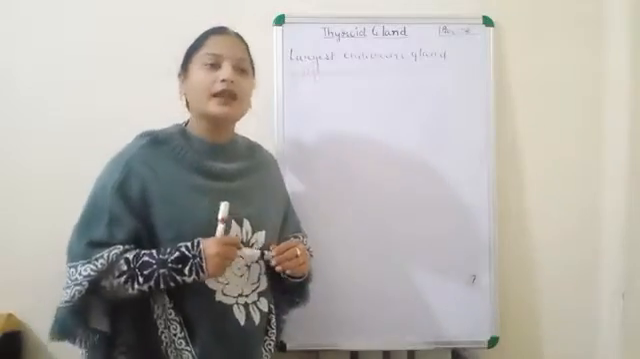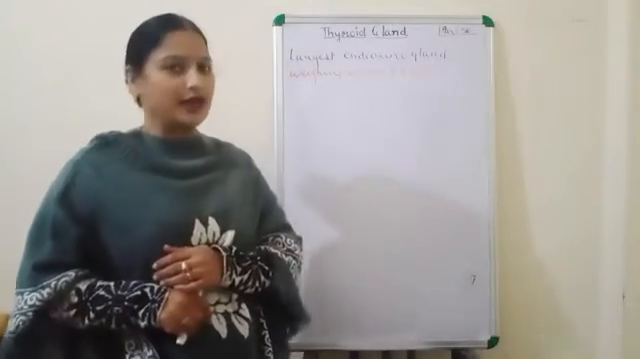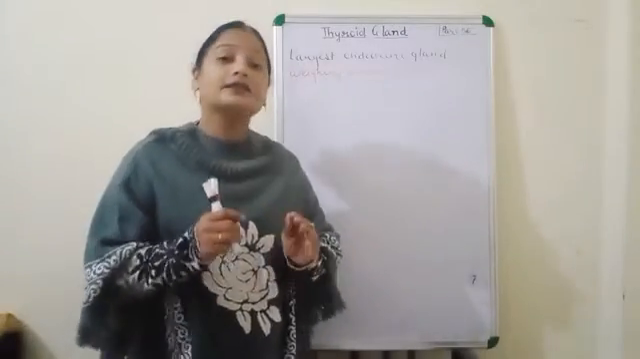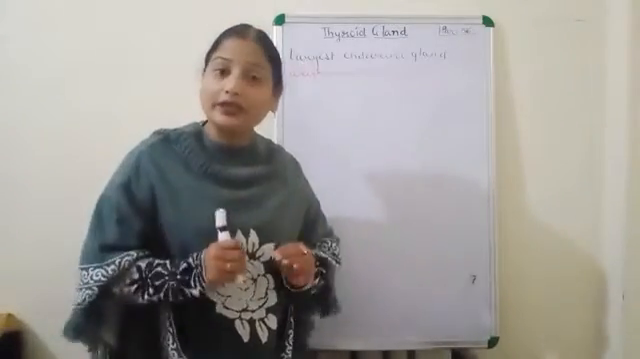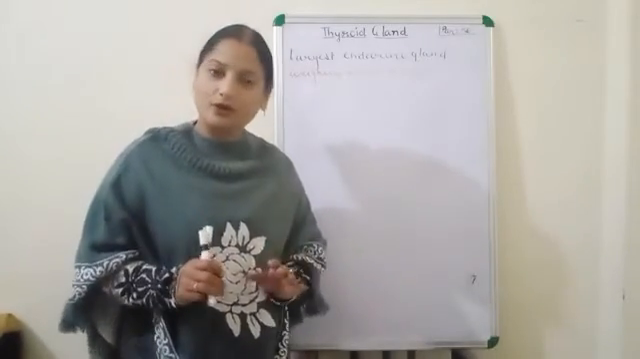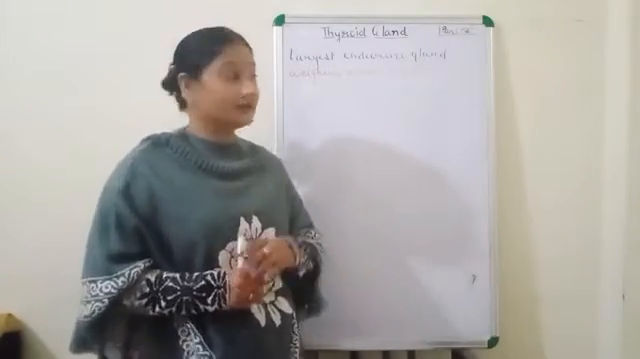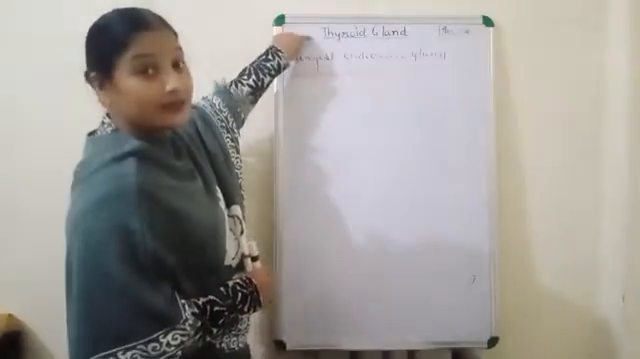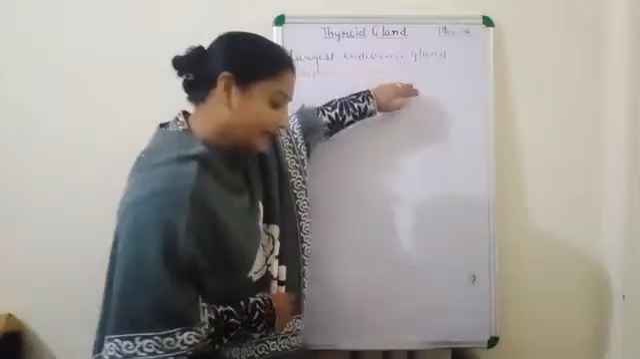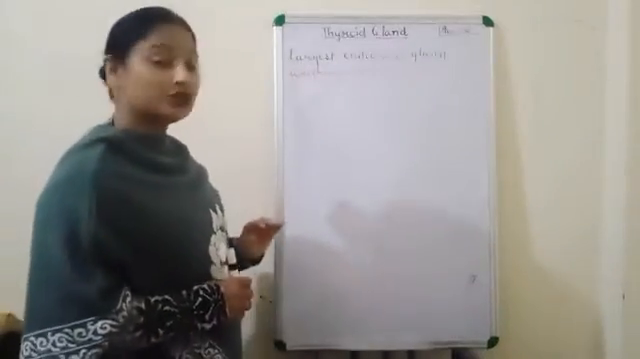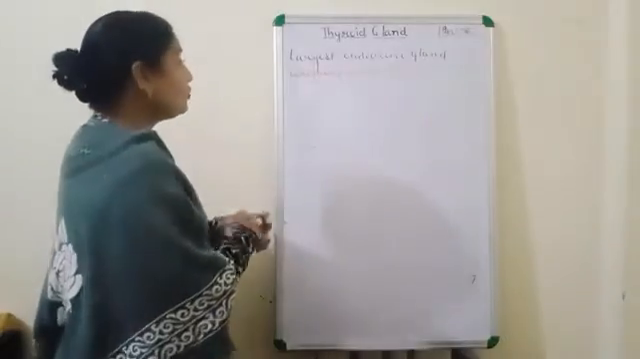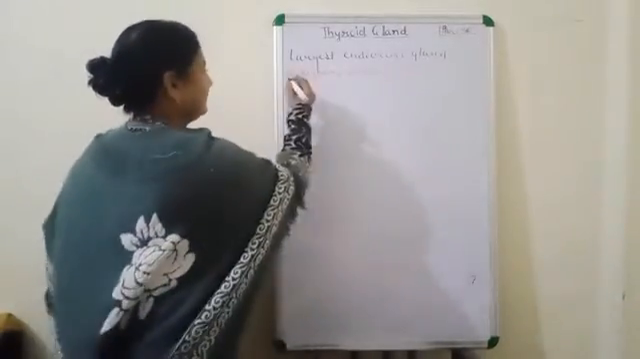Now, as I have already told you, the meaning of endocrine glands is the glands which pour their secretion directly into the blood. They all are endocrine glands. Now, this thyroid gland is the largest endocrine gland and the weight of the thyroid gland is near about 25 grams. Now see children, what is the location of this thyroid gland?